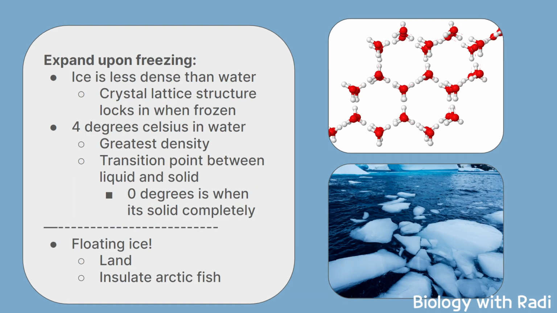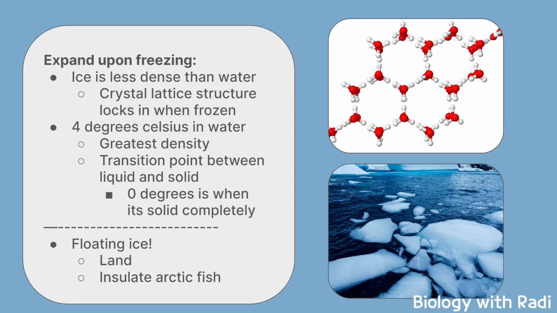The third important property of water is its density change upon freezing. Water is one of the few substances that is less dense when frozen into ice. This occurs because the bonding between water molecules freezes into place and creates a rigid crystal lattice structure when turned into ice. You can actually see that in the picture on the top.